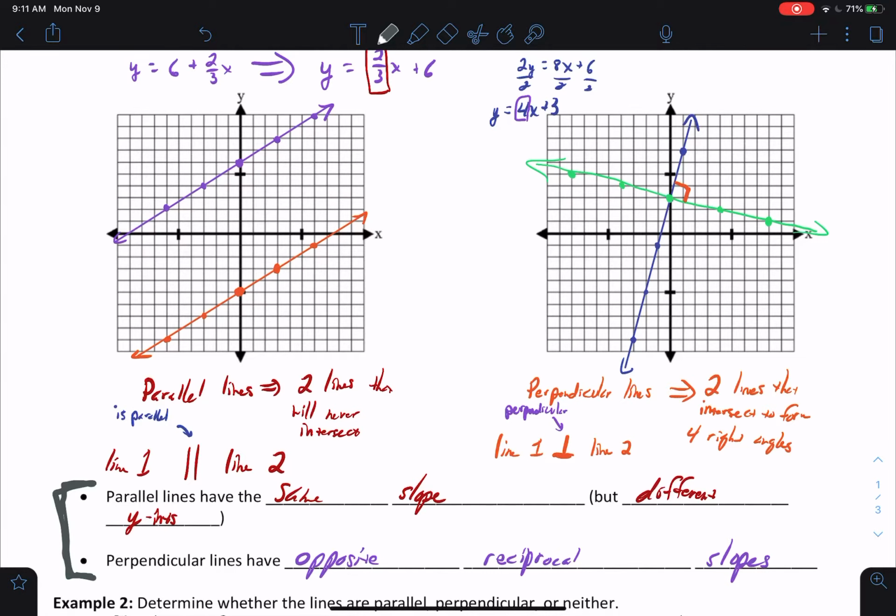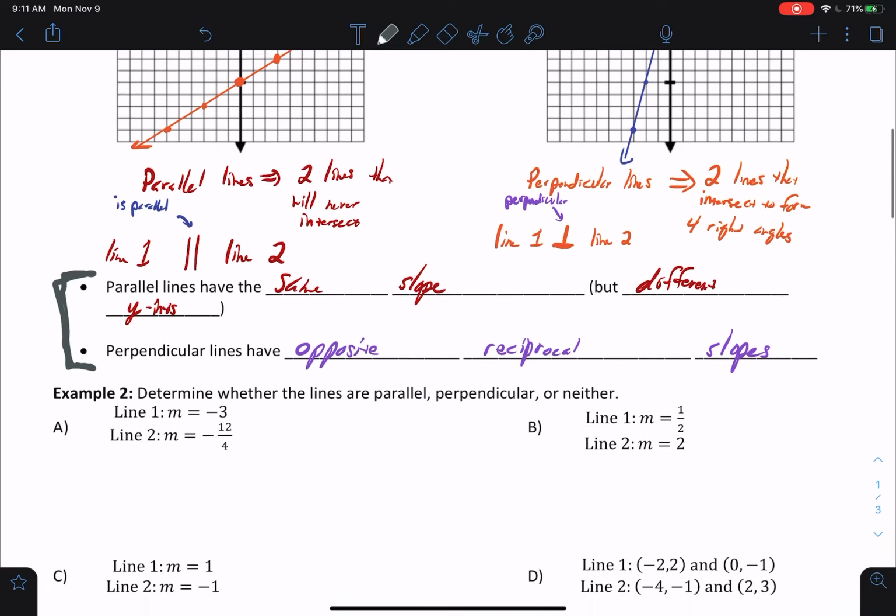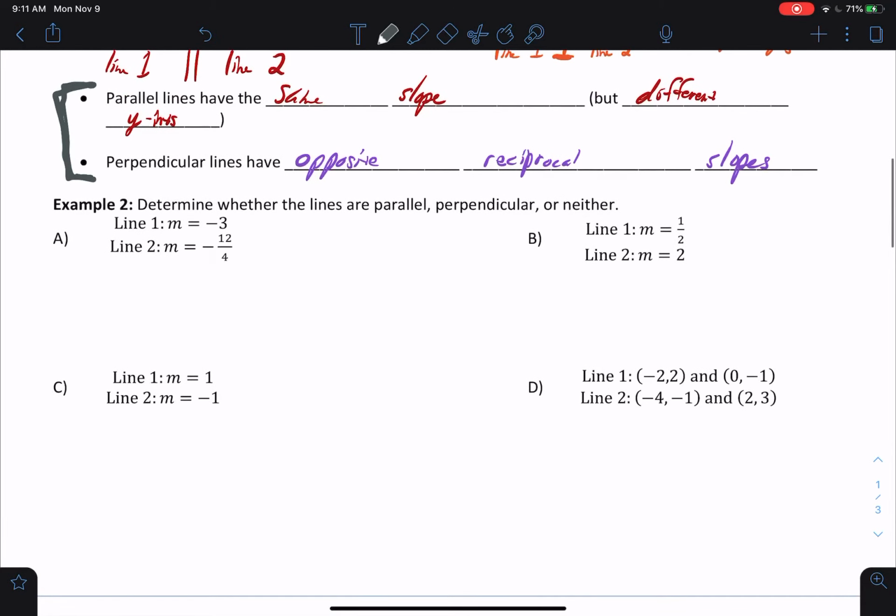Parallel lines have the same exact slope, so their m values are the exact same, but they have different y-intercepts. And perpendicular lines have opposite reciprocal slopes. It's a two-parter. Okay? So figure out what the slope of one of your lines is. Take the opposite reciprocal to find its perpendicular slope. Okay? So let's determine whether the lines are parallel, perpendicular, or neither.